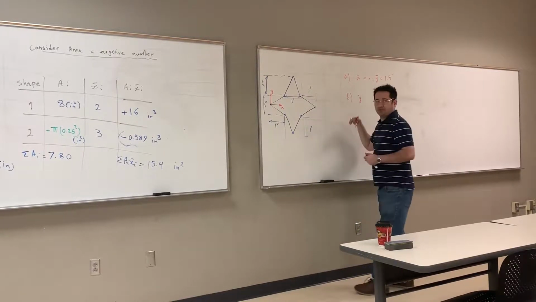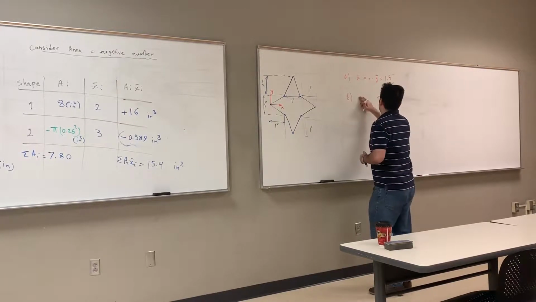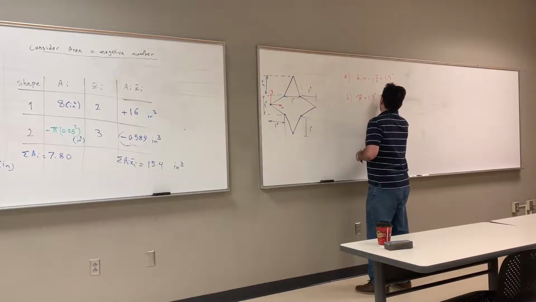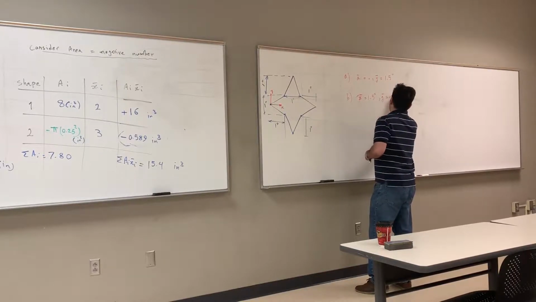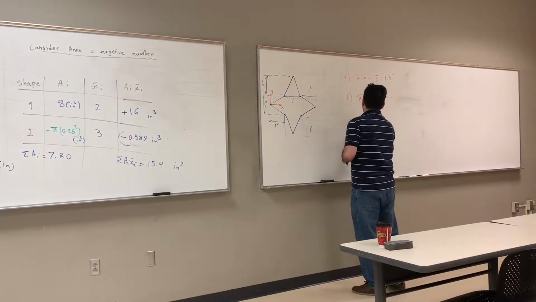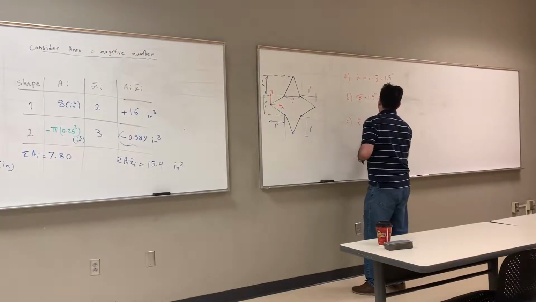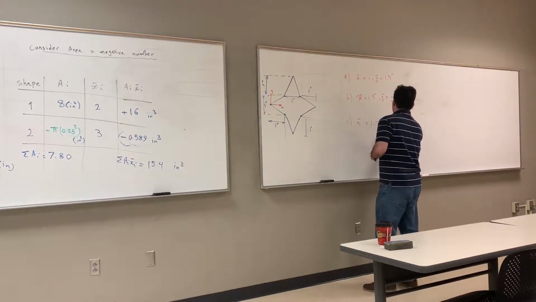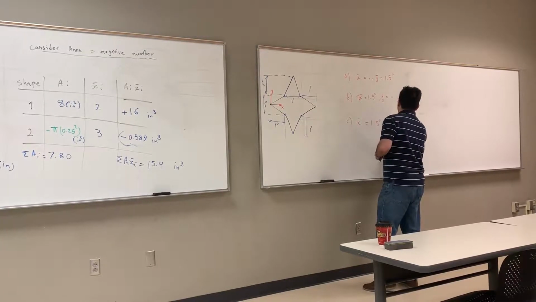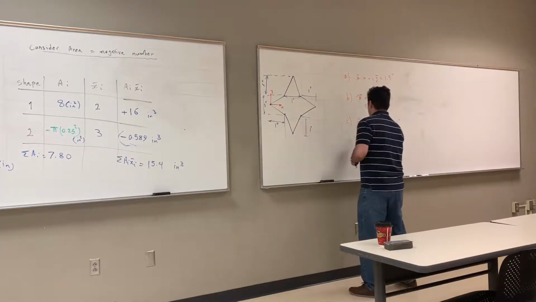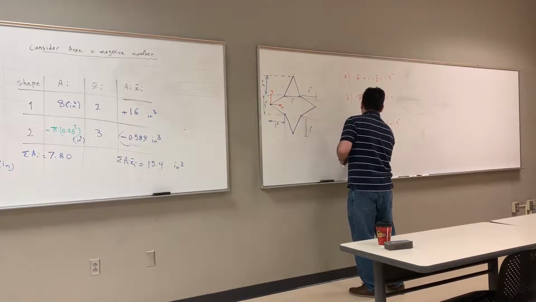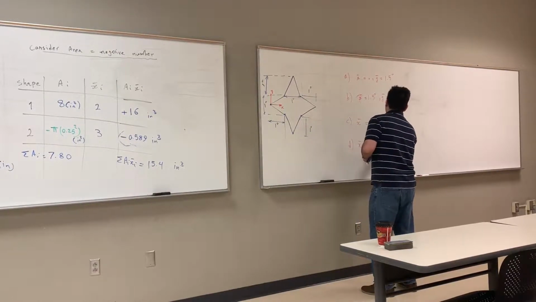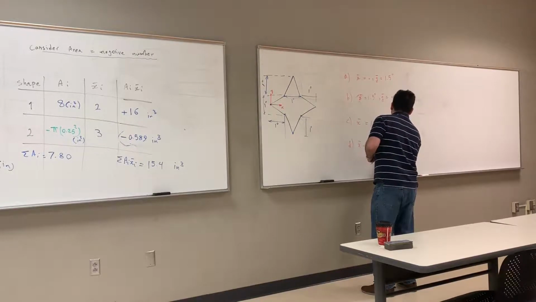Hold on, I'm going to give you some options. B, x bar is equal to y bar. C, x bar is equal to 1.5, y bar 1.5. D, x bar equal to 0, y bar.